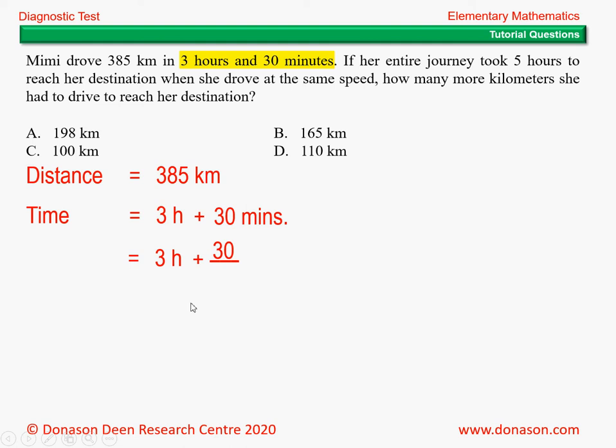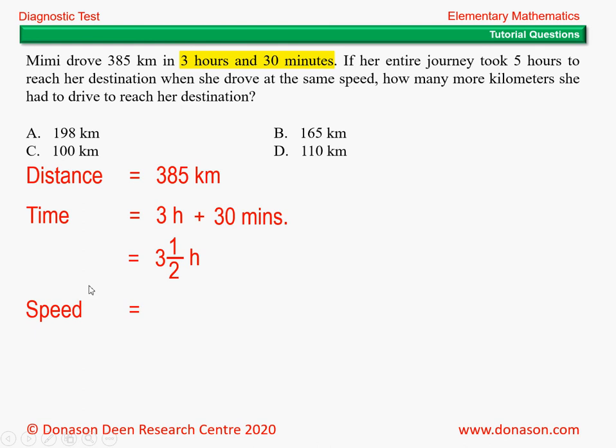So 30 minutes would be 30 over 60 of an hour, because an hour has 60 minutes. So 30 minutes is half of the 60 minutes, so we could simply reduce that into half an hour. So 3 hours plus another half an hour, we can total them together as 3.5 hours. So the total time taken for the journey is 3.5 hours.